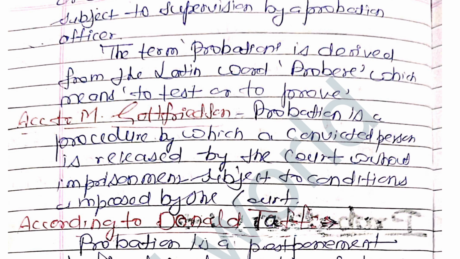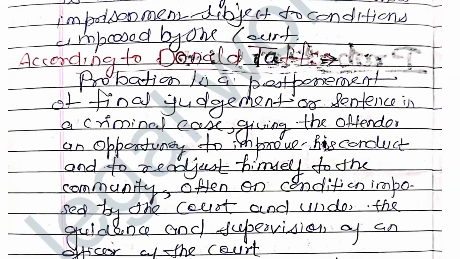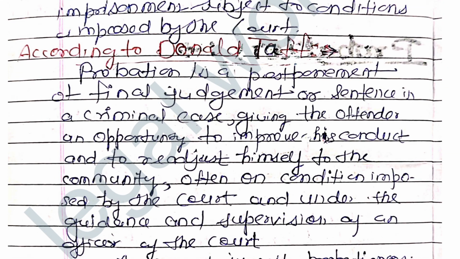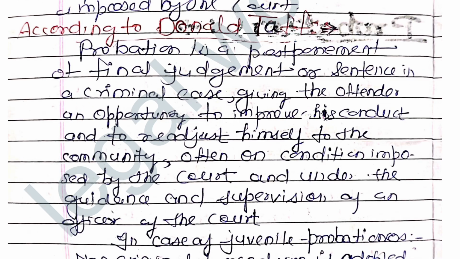According to M. Gutter-Friedson, probation is a procedure by which a convicted person is released by the court without imprisonment, subject to conditions imposed by the court. According to Donald Tuff, probation is a postponement of the final judgment or the sentence in a criminal case, giving the offender an opportunity to improve his conduct and to readjust himself to the community, often on conditions imposed by the court and under the guidance and supervision of an officer of the court.